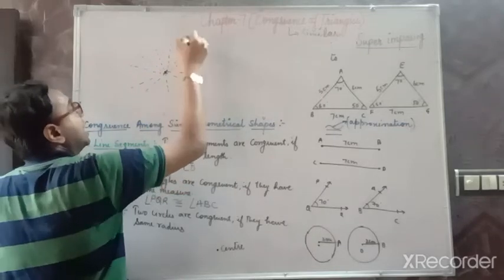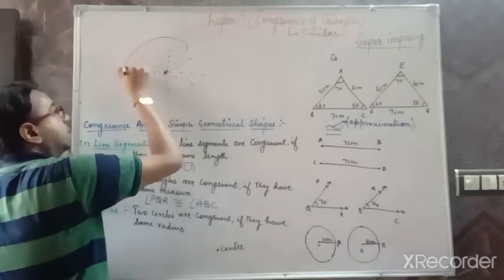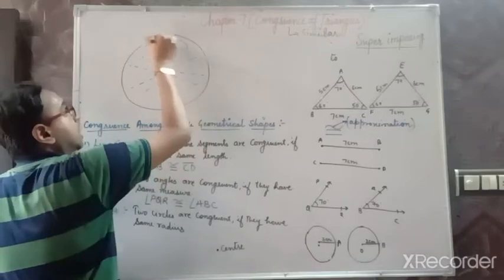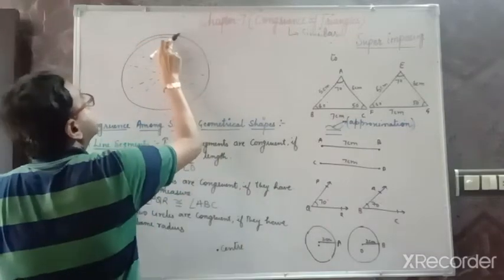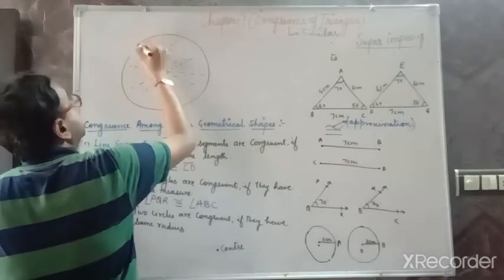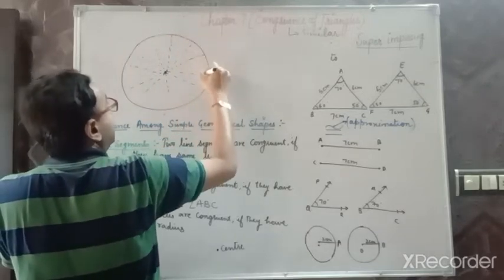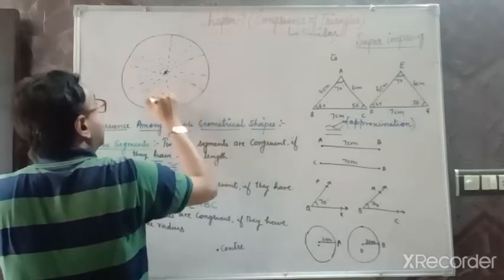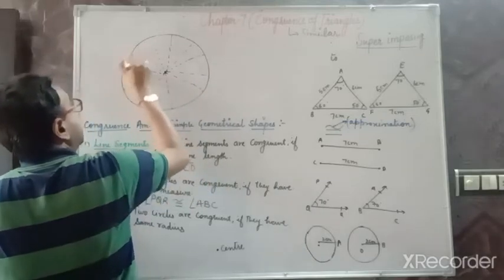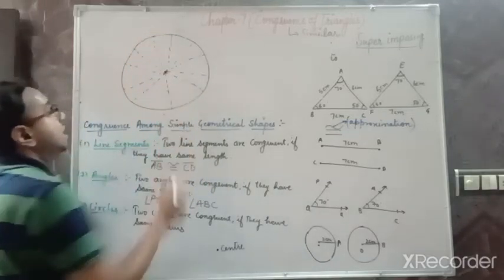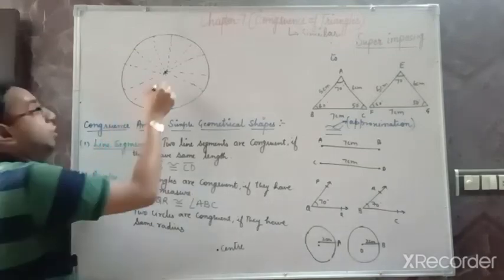This is what I am doing. If I join these, I must get a circle. This is what I am getting. If I am joining, I am getting a circle. Yes or no? Almost a circle. This is a circle. What is a circle?